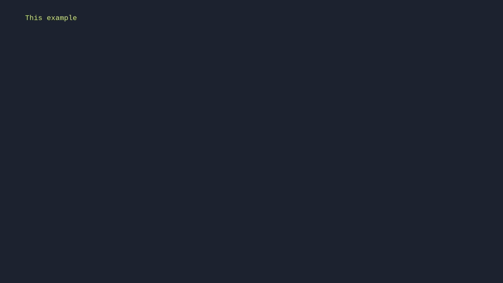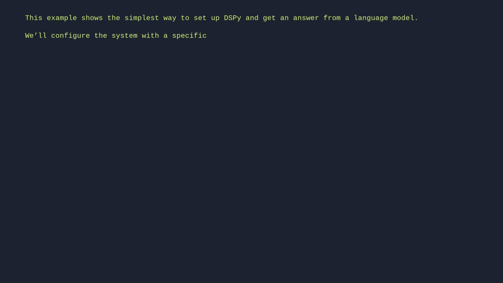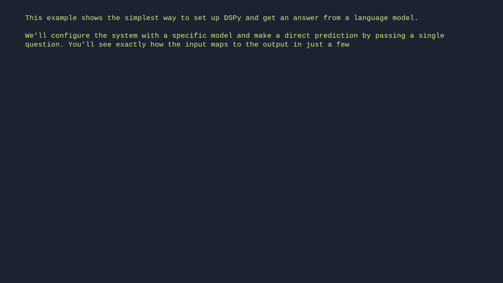This example shows the simplest way to set up DSPy and get an answer from a language model. We'll configure the system with a specific model and make a direct prediction by passing a single question. You'll see exactly how the input maps to the output in just a few lines.